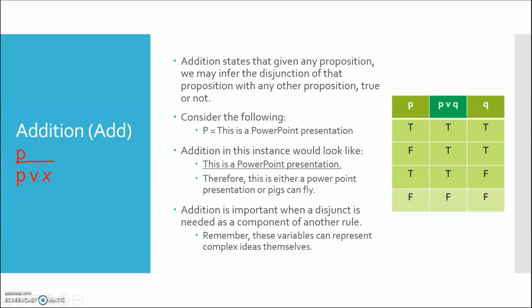So consider the following statement. This is a PowerPoint presentation. Saying that implies that this is either a PowerPoint presentation or pigs can fly. It might not seem like you get much out of disjoining something like this, but you'll see in the next video, when we apply this, that sometimes it's important to actually have your premises in the form of a disjunction, and this rule allows us to change things to a disjunction.